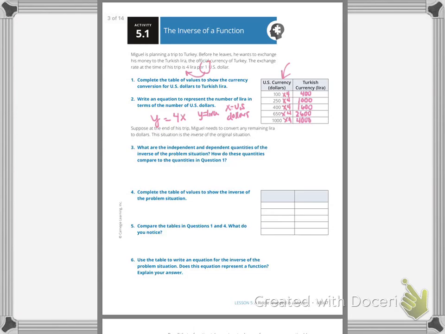Okay, suppose at the end of this trip, Miguel needs to convert any remaining lira to dollars. The situation is the inverse, the opposite direction of the original situation. What are the independent and dependent quantities of the inverse of the problem situation? How do these quantities compare to the quantities in question 1? Okay, so in this one, the independent is going to be the lira.